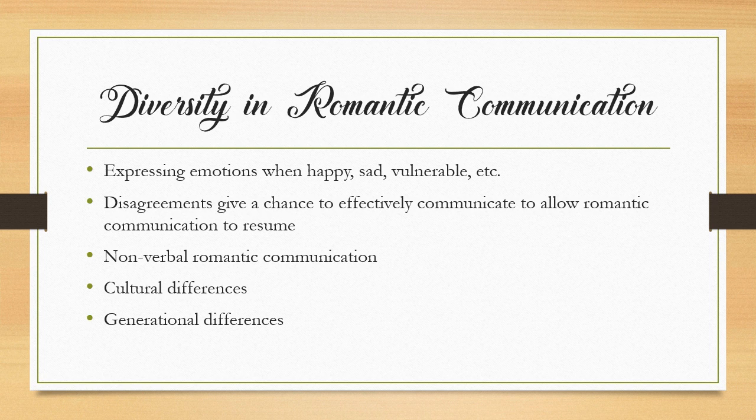The words that we say and the way that we say them all play a role in how we communicate romantically. In this communication, there is some diversity and differences. We may express our emotions when we're happy and sad, vulnerable, jovial, or any other feelings that we have. During disagreements, we have a chance to communicate differently and more effectively so that ultimately our romantic communication can continue.